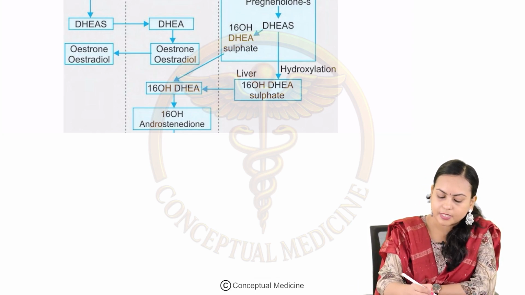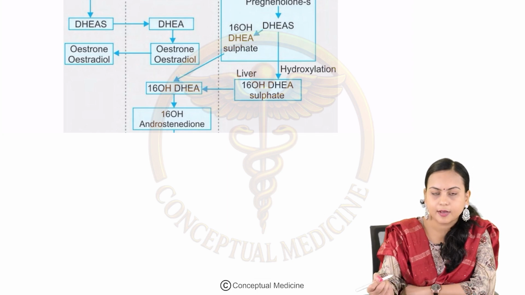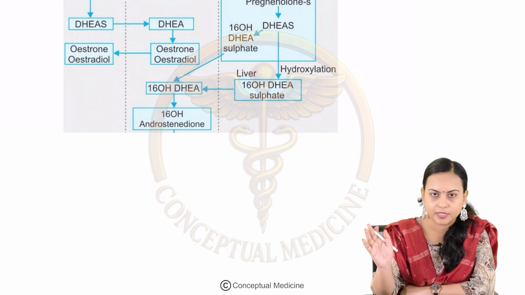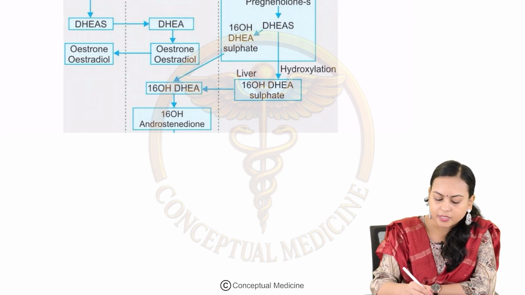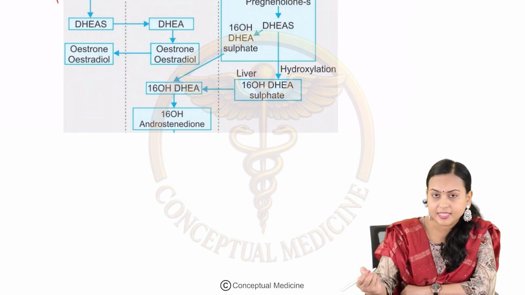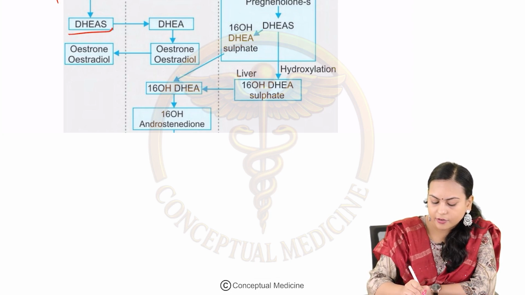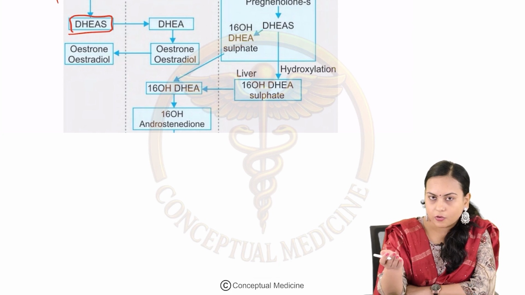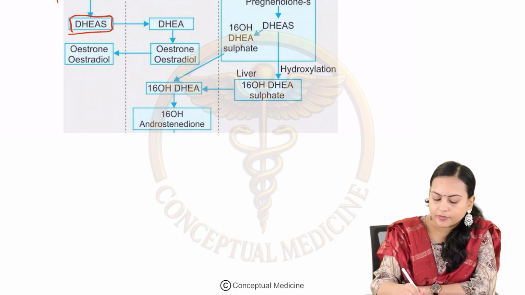Okay, one is the maternal compartment, another is the placental compartment, another is the fetal compartment. From the maternal compartment, cholesterol is being converted into pregnenolone, and this pregnenolone is acted upon by the enzyme 17-hydroxylase, and this is converted into dehydroepiandrosterone sulfate. Now, in the placenta also, this cholesterol is converted into pregnenolone and progesterone. The enzyme active here is 3-beta hydroxysteroid dehydrogenase.